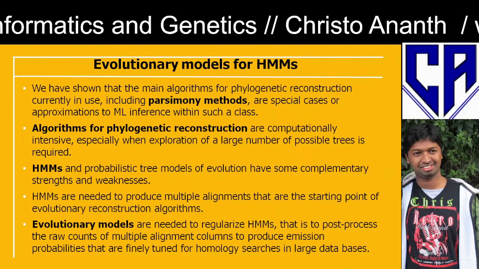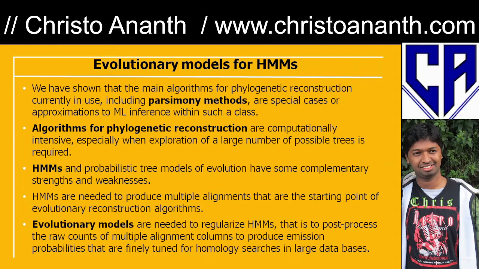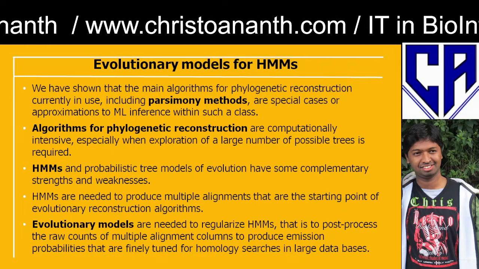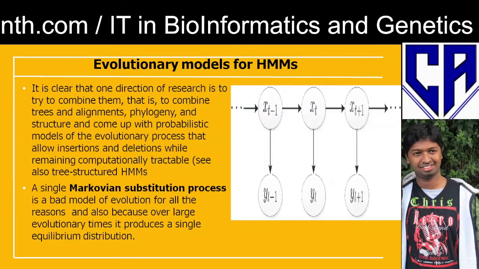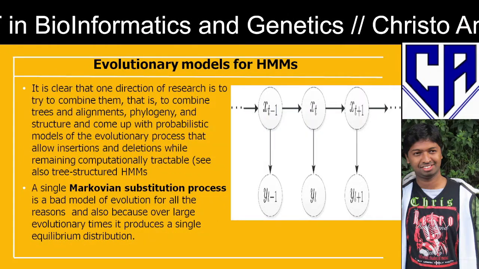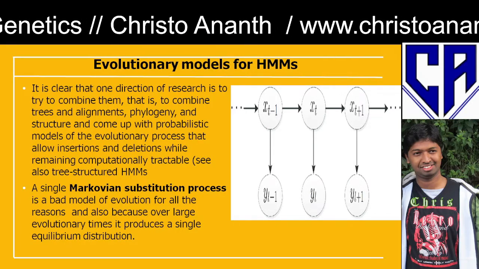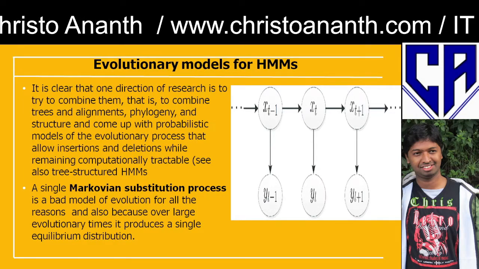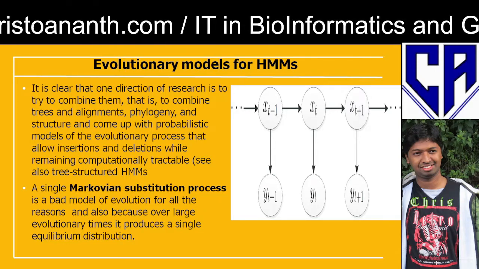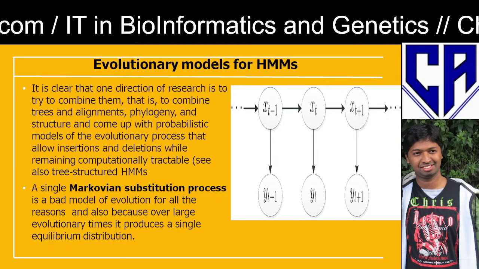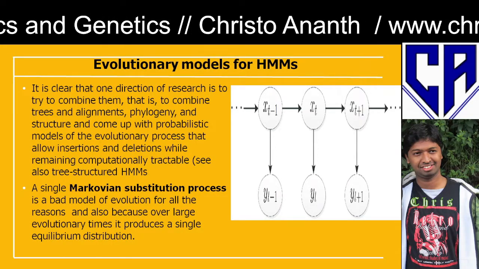Here, evolutionary models are needed to regularize this hidden Markov model, and generally we can have emission probabilities in the case of larger databases. This is the evolutionary model for the hidden Markov model for the case of x_(t-1), x_t. x_t is the current state, x_(t-1) is the previous state, and x_(t+1) is the next state. Similarly, for the factor, y_t is the current state, y_(t-1) is the previous state, and y_(t+1) is the next state.